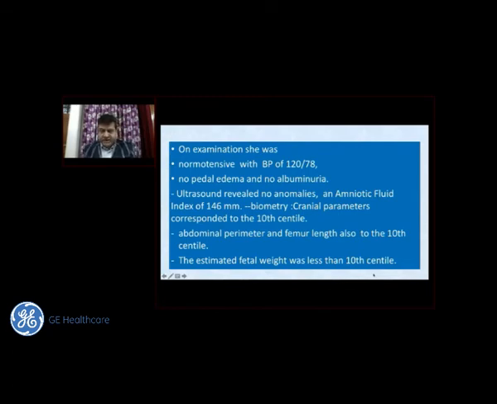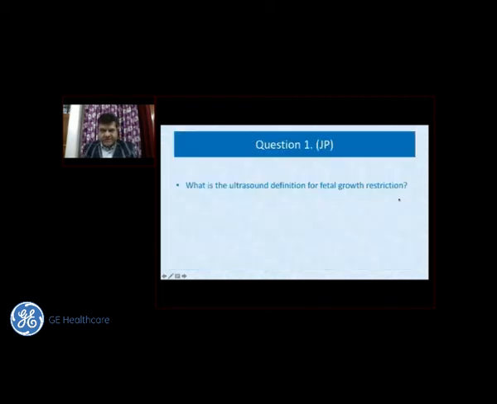Ultrasound revealed no anomalies. There's an amniotic fluid index, which is normal. The cranial parameters correspond to the 10th centile. The abdominal parameter and femur length also correspond to the 10th centile. So which means that the estimated fetal weight was generally around the 10th centile or even less than that.